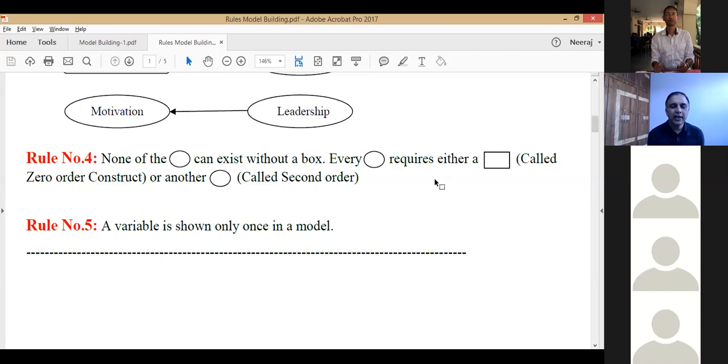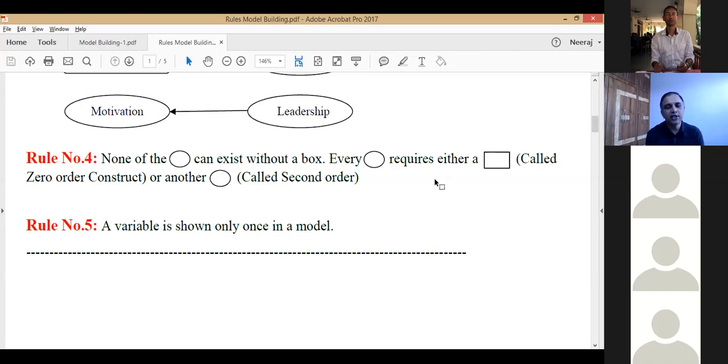None of the circles can exist without a box. It requires a box. Now, the interesting thing here is a circle may require a box or a fellow circle. For example, satisfaction is made up of intrinsic and extrinsic satisfaction. Now you may ask, well, what is extrinsic satisfaction? Then I will give you certain points on that. So it means satisfaction is made up of another circle. This sometime later we will talk about. This is called orders. First order construct, second order construct, and so on. We can skip this as of now.